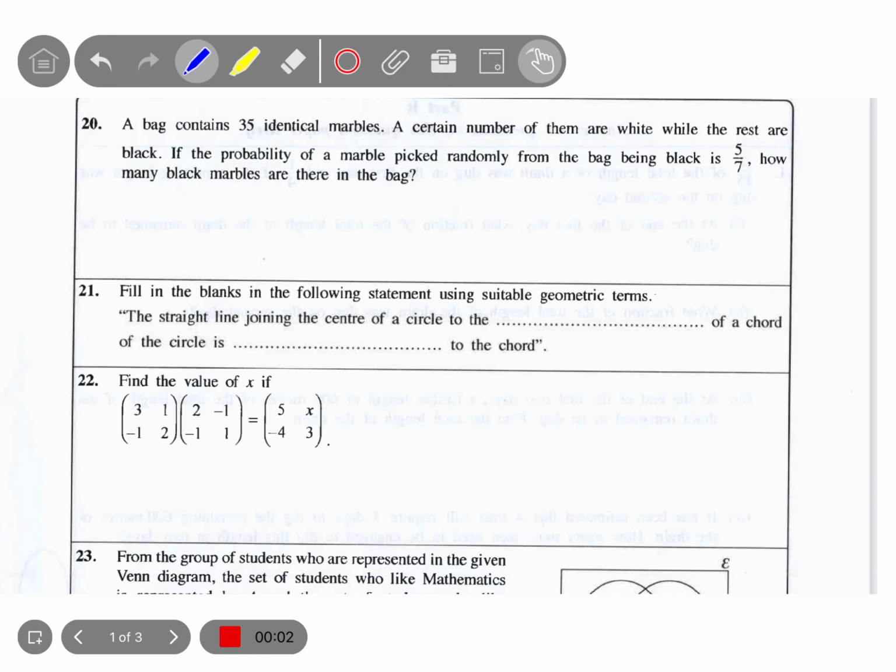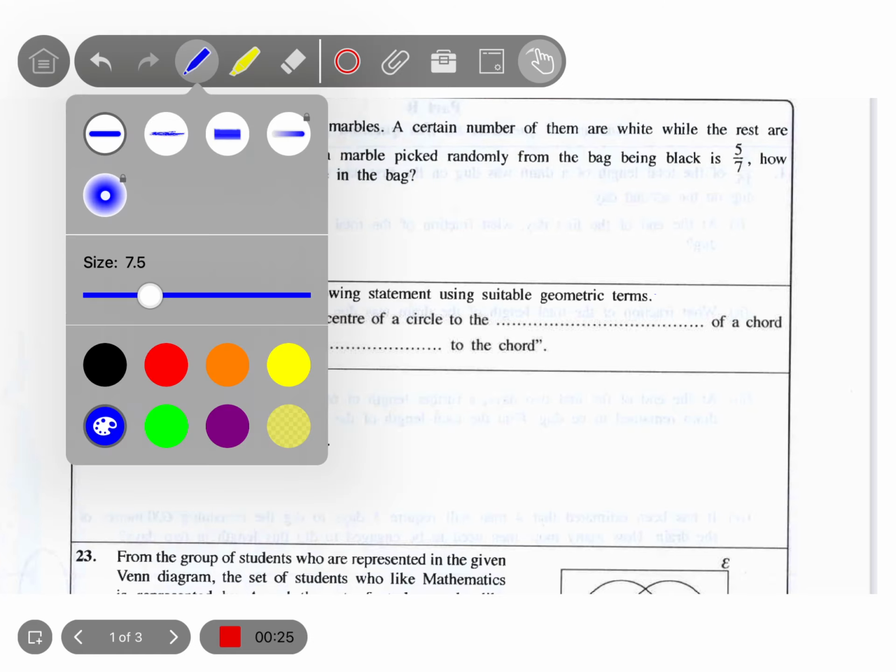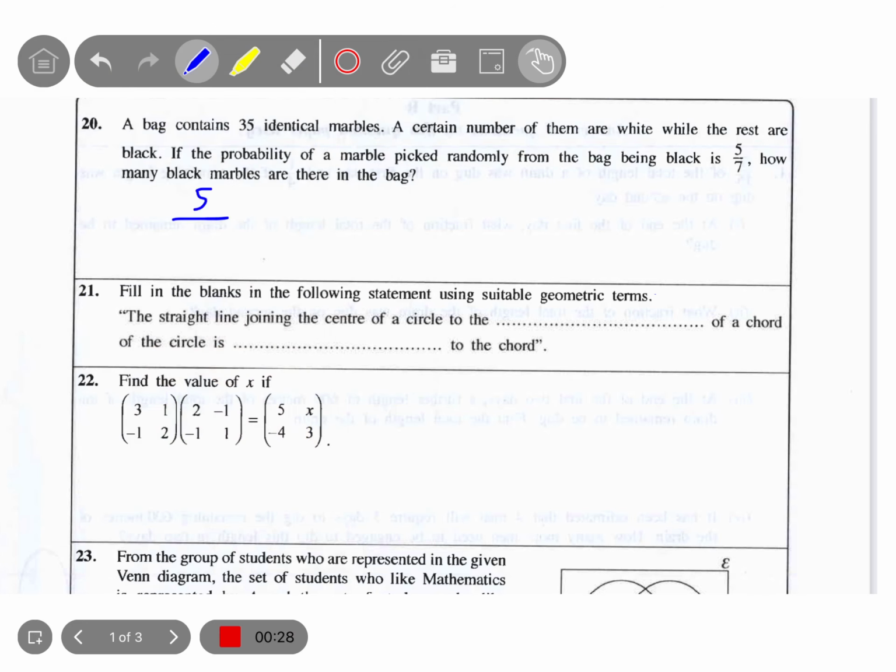Question number 20. A bag contains 35 identical marbles. A certain number of them are white while the rest are black. If the probability of a marble picked randomly from the bag being black is 5 over 7, how many black marbles are there in the bag? That's pretty simple. So if you have 5 over 7, this is the probability, which means you have 5 black marbles if you have 7 marbles, right? So then if you have 35, the value is 25. So 35 divided by 7 is 5, 5 times 5 is 25.